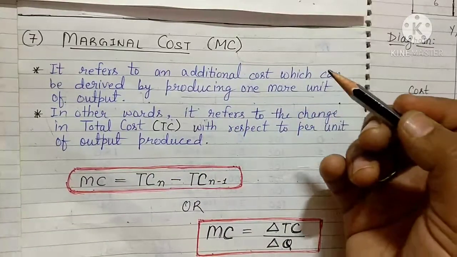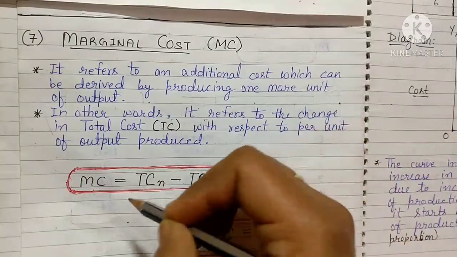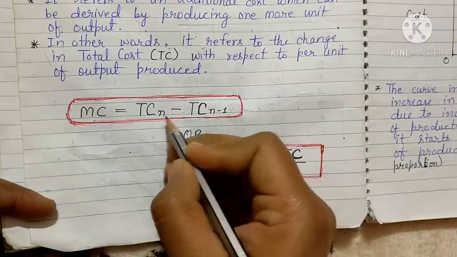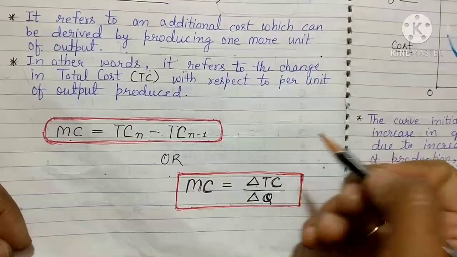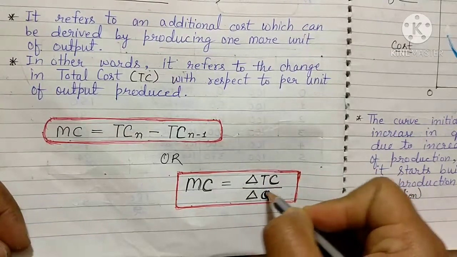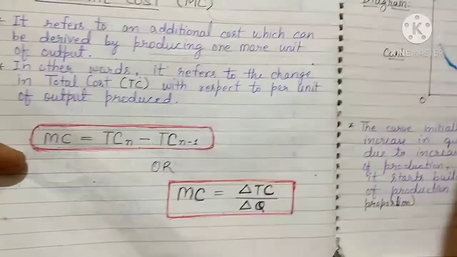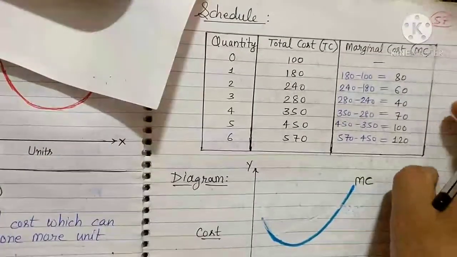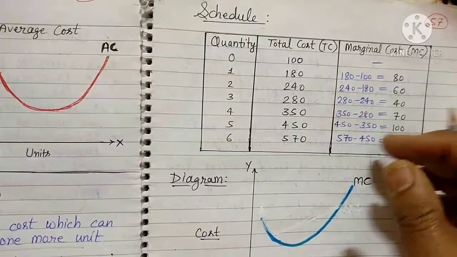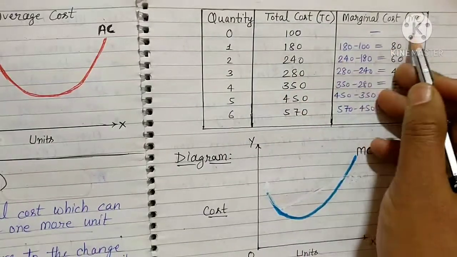Just like we find MP, marginal product, in the chapter on production, same here MC. So MC equals TCn minus TCn-1. It means current unit minus previous unit. Or we can find MC as the change in TC divided by the change in Q. Let us understand this with the help of a schedule. As you can see this schedule here. This is quantity, this is total cost, and this is marginal cost.